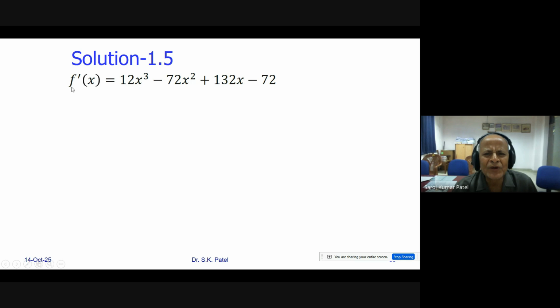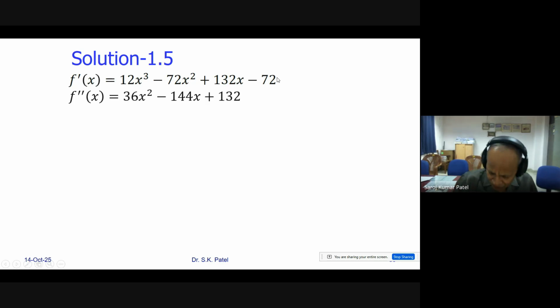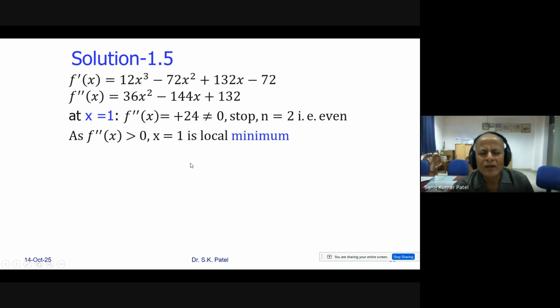Okay. So first derivative, coming back to the same problem. First derivative is this. Then the second derivative will be: x cube gives 3x square, so 3 into 12 is 36 x square. X square gives twice x, so 2 into 72 is 144 x. Then 132x gives 132, and 72 gives 0. So we have three roots.